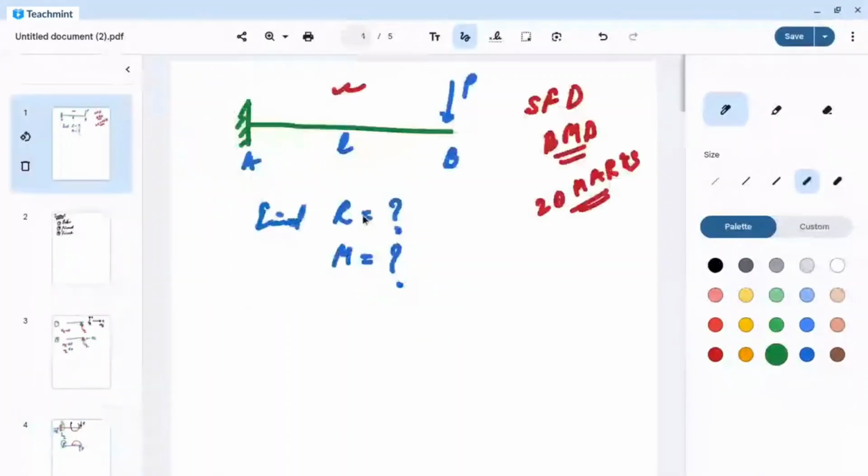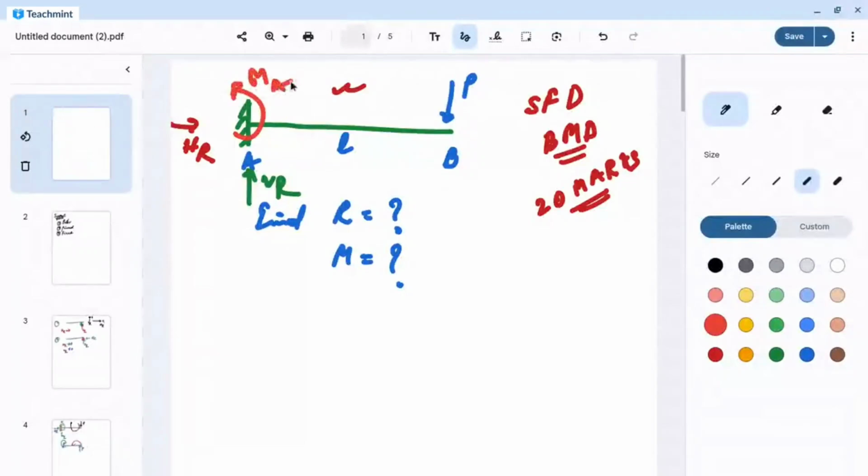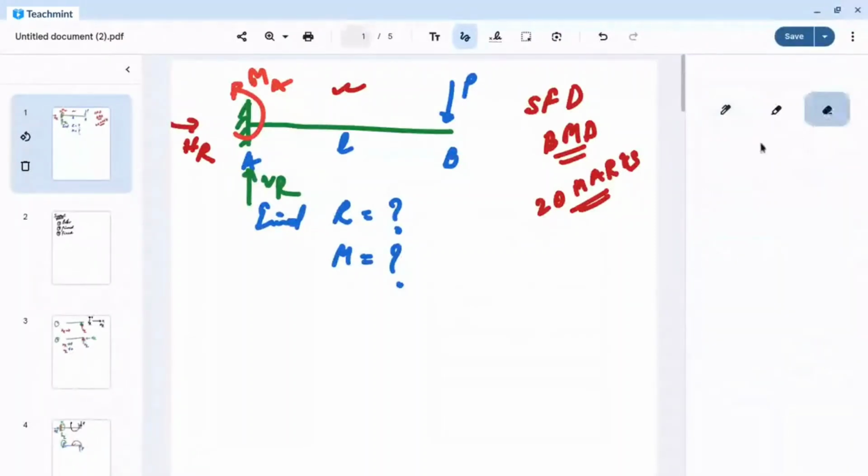So the question is, the vertical reaction VR. So it is clockwise, so in anti-clockwise one is the moment at A. See, the rest, we need to apply our equilibrium conditions.